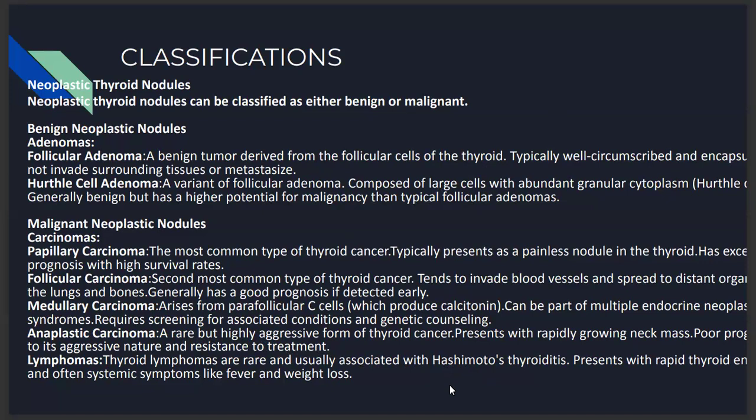An anaplastic carcinoma is a rare but highly aggressive form of thyroid cancer. It presents with a rapidly growing neck mass, and it has a poor prognosis due to its aggressive nature and resistance to treatment. Thyroid lymphomas are rare and are usually associated with Hashimoto's thyroiditis. They present with rapid thyroid enlargement and often systemic symptoms like fever and weight loss.